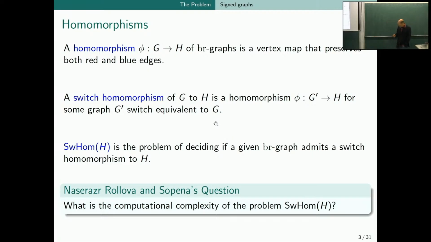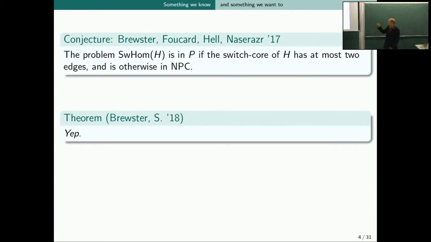They asked that, and we answered that. So Brewster, Foucault, Helen, Mazarazer, they attacked it first, and they got the characterization of the easy problems while they conjectured it. Right? So they said it's polynomial time solvable if the switch core, and I'll define that in a second, has at most 2 edges and is otherwise NP complete.